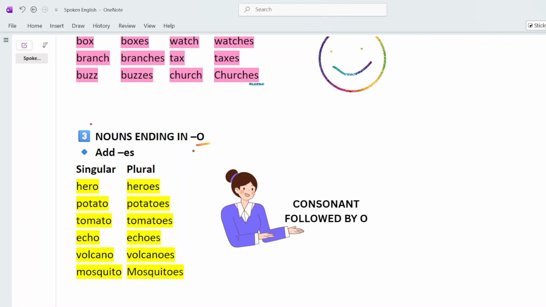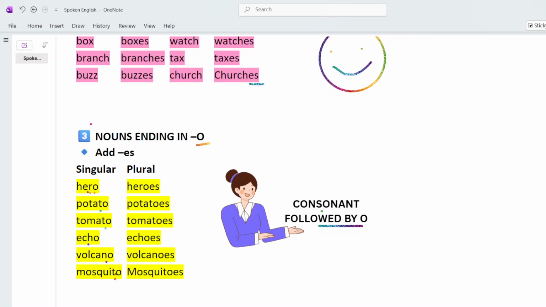Now, this group has two patterns, guys. Some words take the es, like hero. Why? Because a consonant is followed by an O. So hero, heroes. Potato, potatoes. Tomato, tomatoes. Echo, echoes. Volcano, volcanoes. Mosquito, mosquitoes. Why? Because you can see there's a consonant. These are not vowels. R is a consonant, T is a consonant, H is a consonant, N is a consonant.